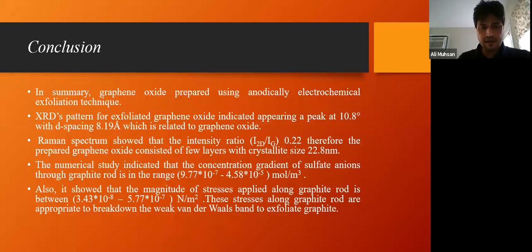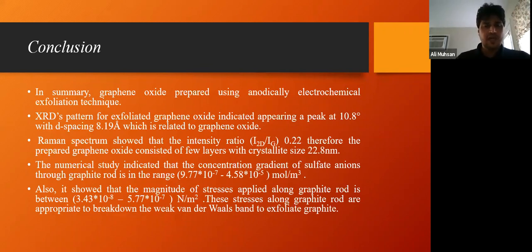XRD of graphene oxide indicated a peak appearing at 2 theta of 10.8 degrees, with a d-spacing of 8.19 angstrom, which is related to graphene oxide. The Raman spectrum showed that the intensity ratio I2D over IG is 0.22. Therefore, the prepared graphene oxide consisted of few layers with a crystallite size of 22.8 nanometers.